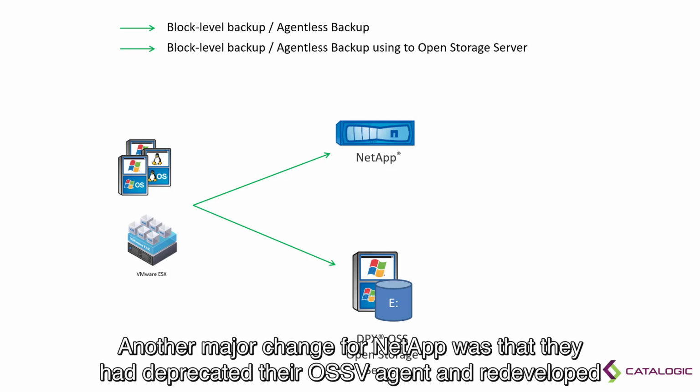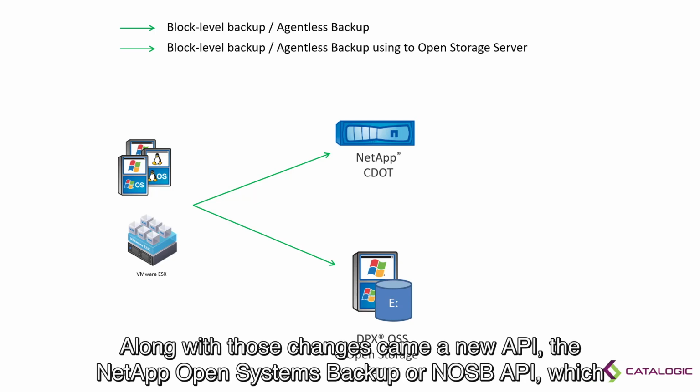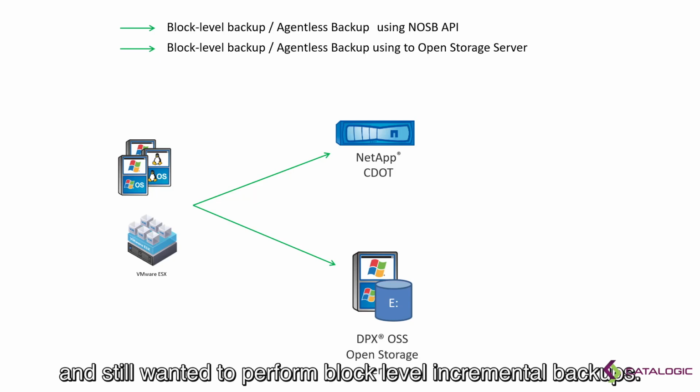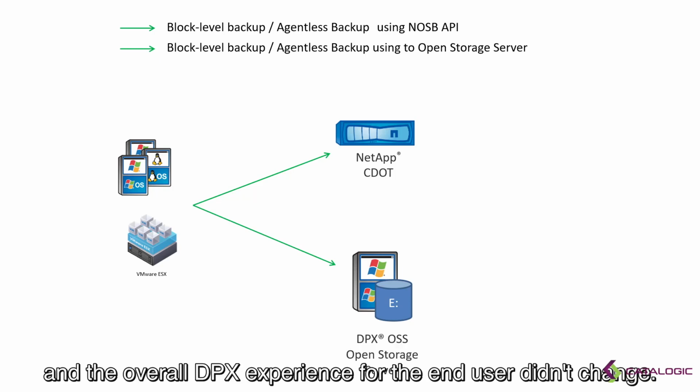Another major change for NetApp was that they had deprecated their OSSV agent and redeveloped their operating system from ONTAP 7 mode to clustered data ONTAP, or CDOT. Along with those changes came a new API, the NetApp Open Systems Backup, or NOSB API, which made DPX the de facto option for those users who were reliant on NetApp's OSSV technology and still wanted to perform block level incremental backups. But the underlying code changes necessary to support this new backup API were abstracted, and the overall DPX experience for the end user didn't change.